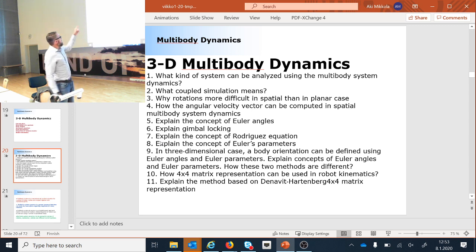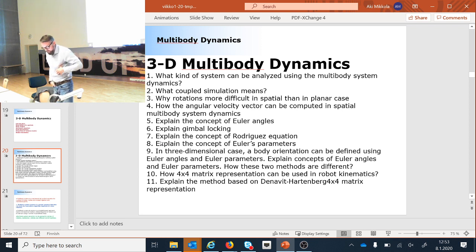Like, why are rotations more difficult in spatial than planar cases? That's something you can learn today. The second one: how can the angular velocity vector be computed in spatial multi-body dynamics? You're not going to learn it today, but a little later. Explain the concept of Euler angles. You can learn it today. Then explain gimbal locking. You can learn that today too.